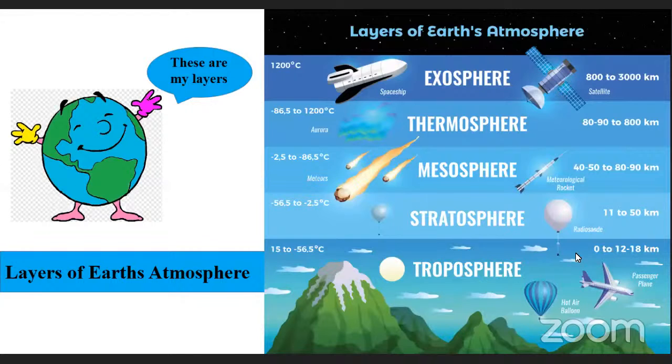Okay, students. The troposphere extends from 0 to 12 to 18 kilometers. Here we can see the flying of hot air balloons, passenger planes, etc. It extends from the Earth's surface up to 12 to 18 kilometers.